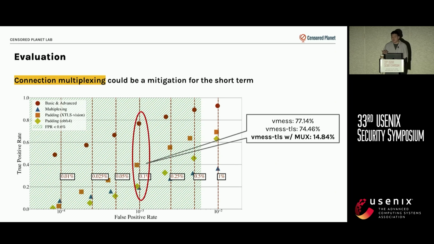So in fact, we found connection multiplexing actually shows more promise as a defense than padding alone. Multiplexing allows different data streams to share a single connection, which interleaves packets from different streams and potentially disrupts the fingerprinting pattern. While it does not eliminate the fingerprint entirely, it does significantly reduce the detection rates. So as we work on a more principled solution to this vulnerability, multiplexing could be a potential defense for the short term.